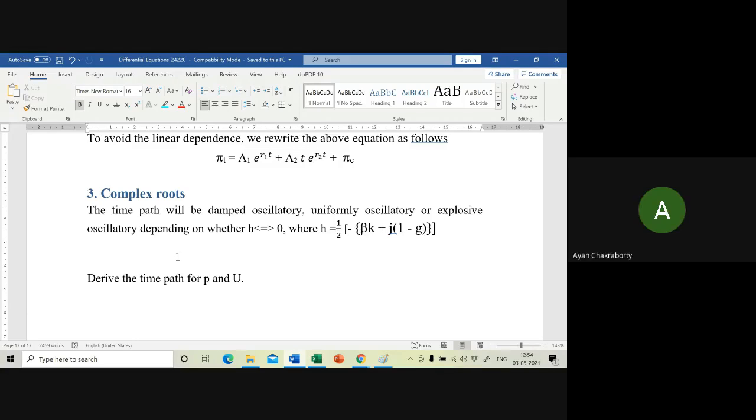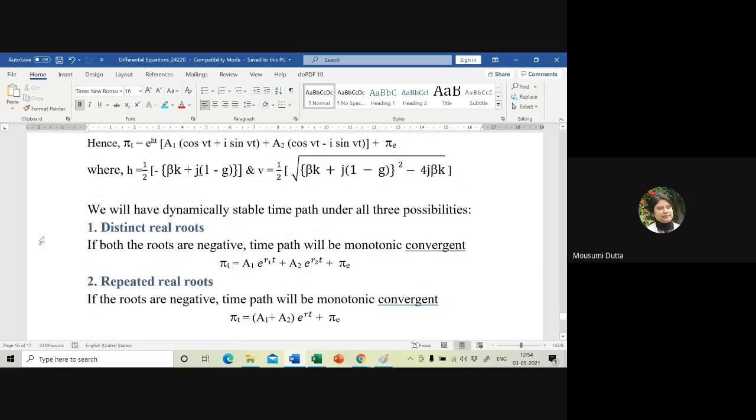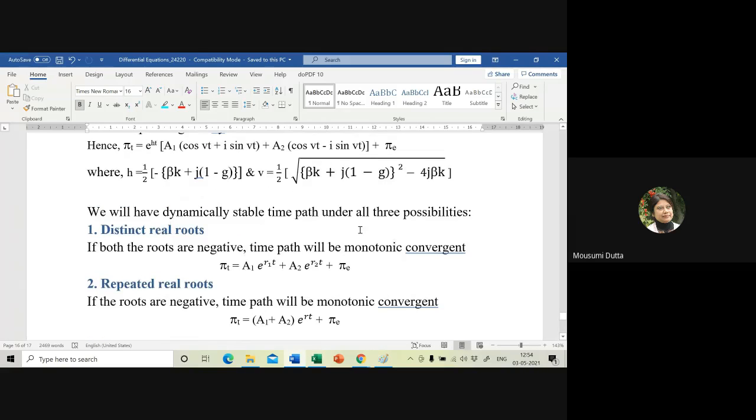Ma'am, but here H is always less than 0. Would you please repeat your question? Ma'am, I'm saying H is already less than 0 as you said above. It is not necessary, because you can consider a framework where, suppose, beta is not positive. If we consider this kind of thing, in that case it will be stable, otherwise not.